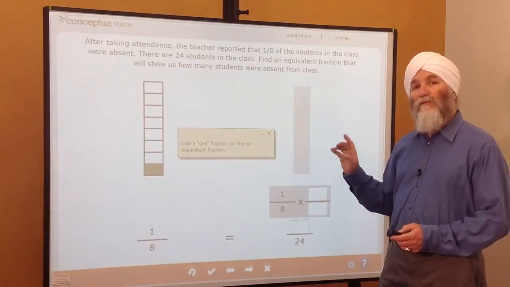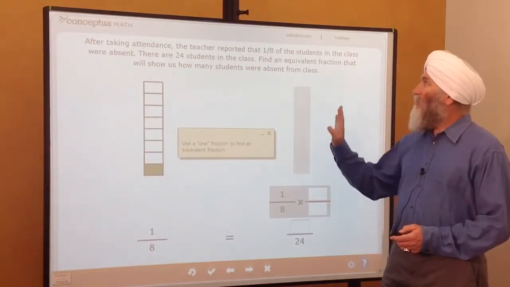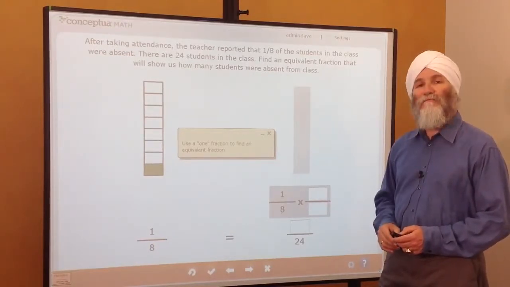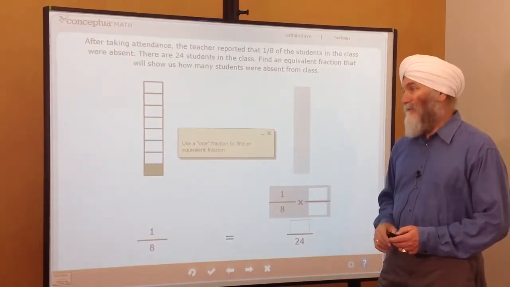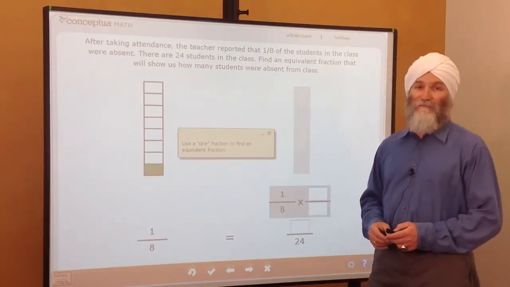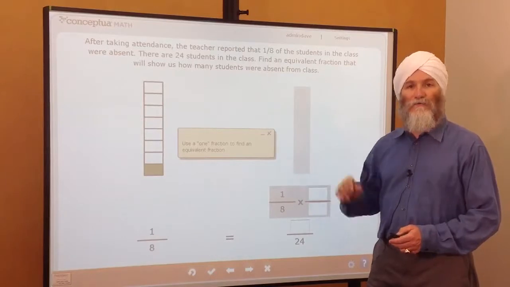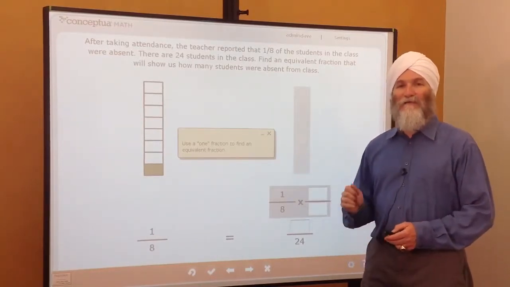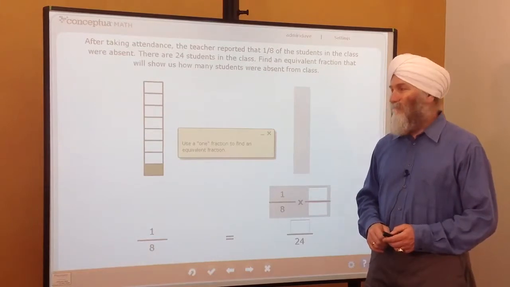Students also work with story problems. Here we have a story problem about a teacher with a class of 24 students. 1/8 of them are absent on a specific day, so we can express that in terms of 24ths. Students make their own story problems, and they use models, modeling with mathematics, attending to precision.